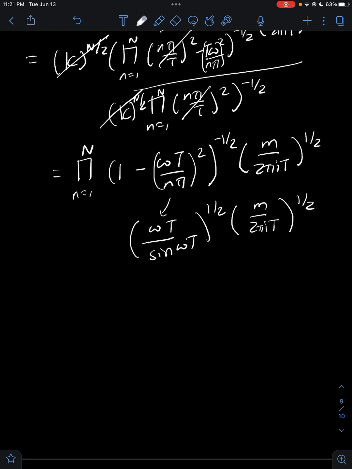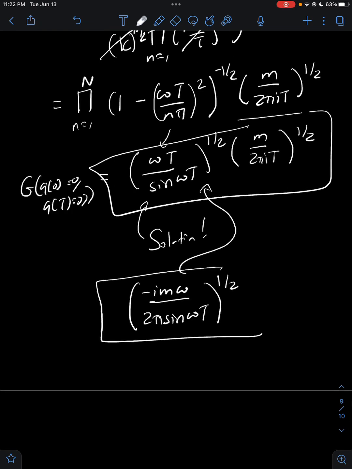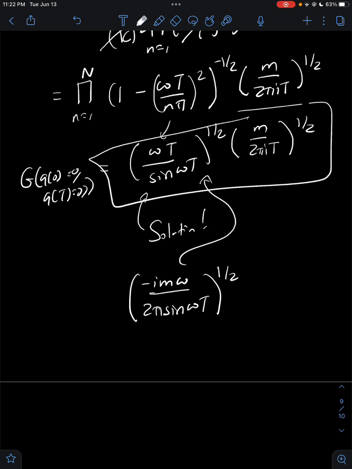And then so this is actually our legit answer. And that is our answer for the path integral.